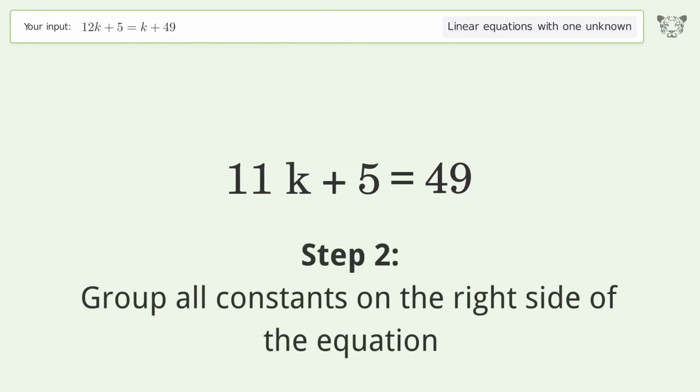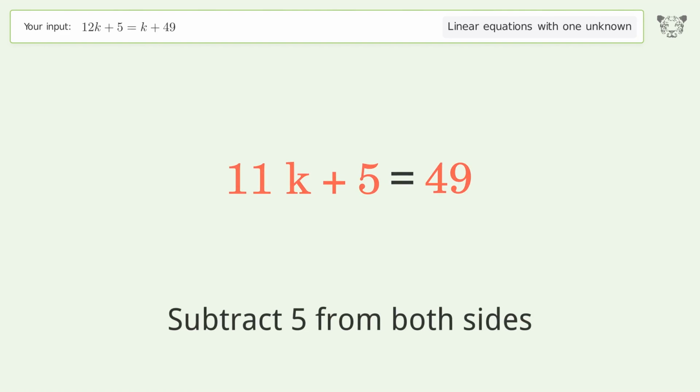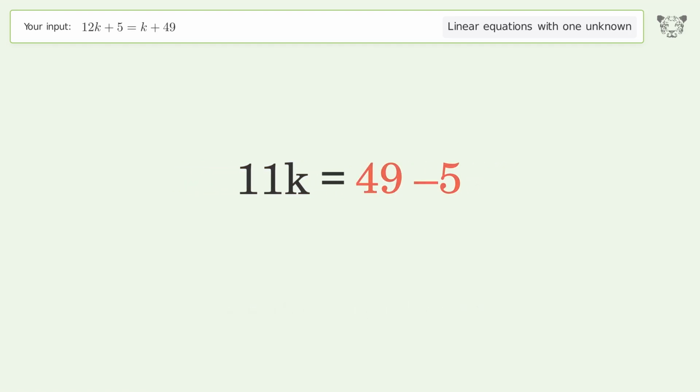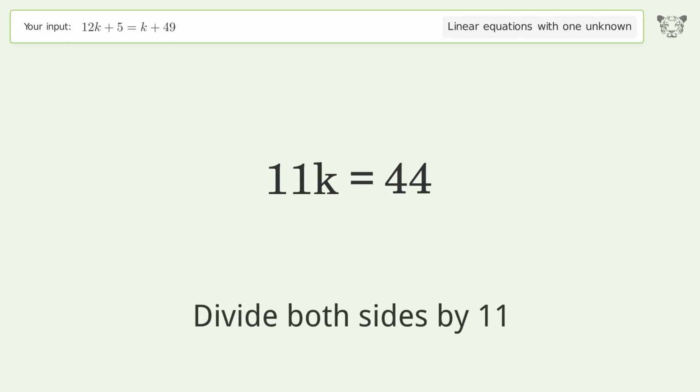Group all constants on the right side of the equation. Subtract 5 from both sides. Simplify the arithmetic. Isolate the k. Divide both sides by 11.